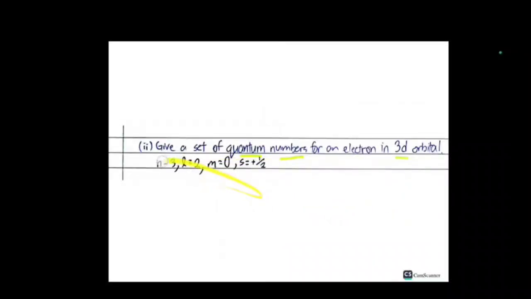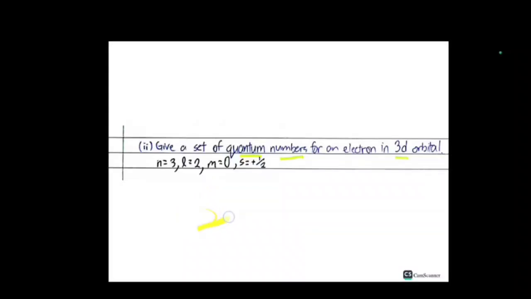For the next question, give a set of quantum numbers for an electron in the 3d orbital. As we know, the quantum numbers are n, l, m, and s. The n refers to the number beside the letter, so the principal quantum number is 3, and d is for the angular momentum quantum number, which is l.